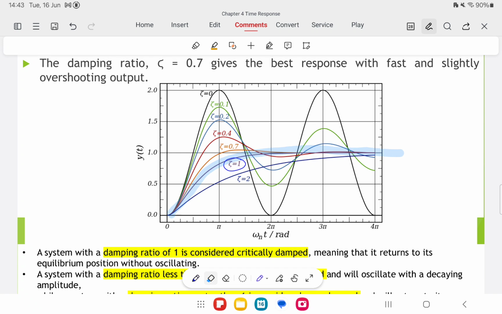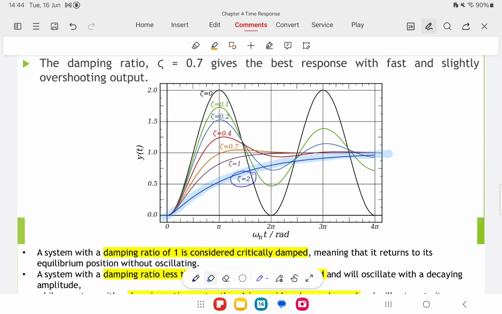The final one is yang warna apa tu? Navy blue. Okay, the navy blue. Dia tak semestinya 2 lah, greater than 1. 1.1, 1.2 pun still sama. Okay, so this is the last one. Ini yang paling kita tak nak. Kalau boleh kita nak elak jugalah.